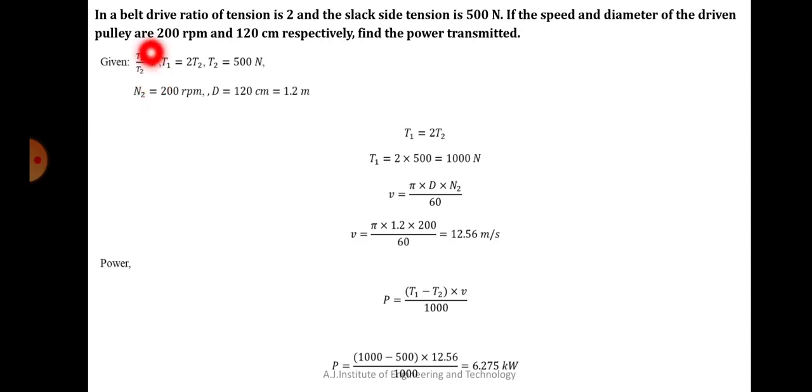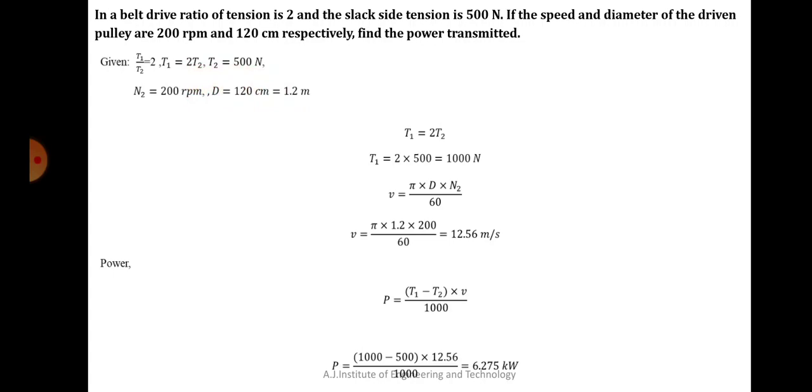So the ratio T1 by T2 is 2, that is given in the question. And they have also given the tension in the slack side, T2. So T1 will be equal to 2 times T2, as per the ratio. T2 is 500, so T1 will be how much? 1000. So we found out T1 and T2. Now N is given, speed 200 rpm, and D is given, but we are supposed to find the velocity.